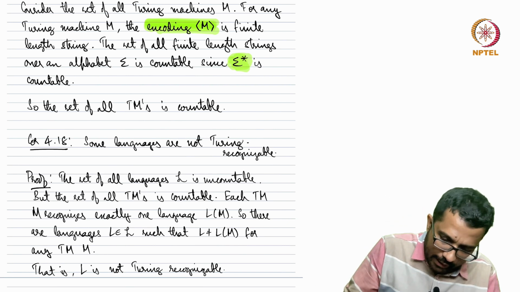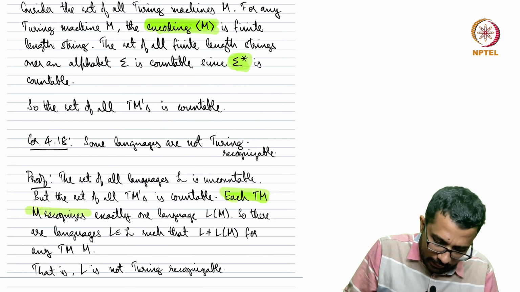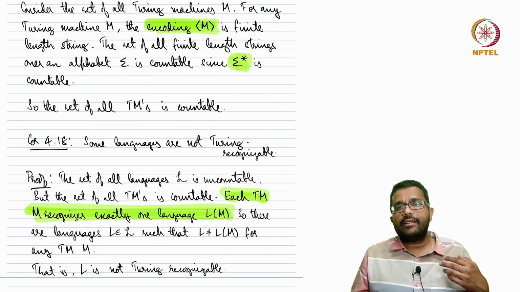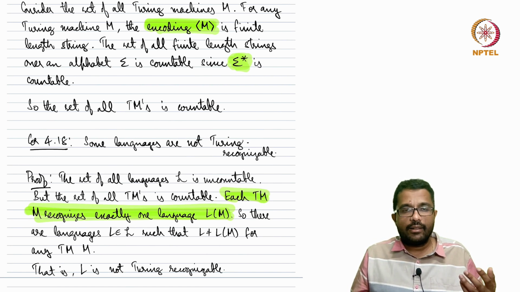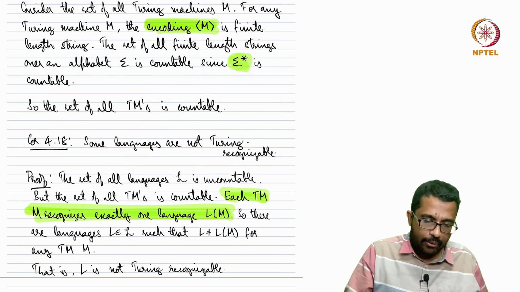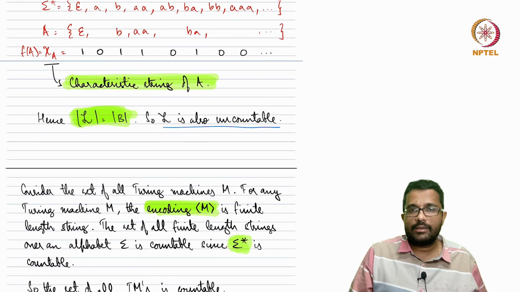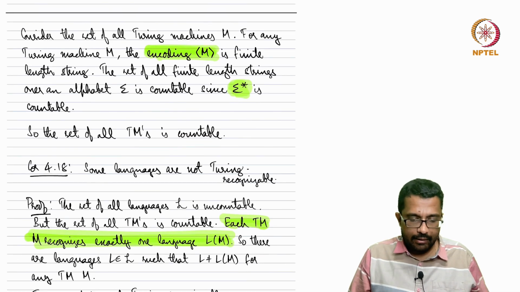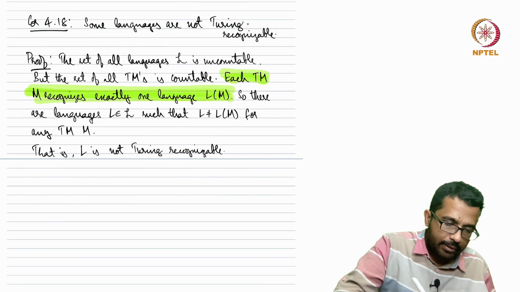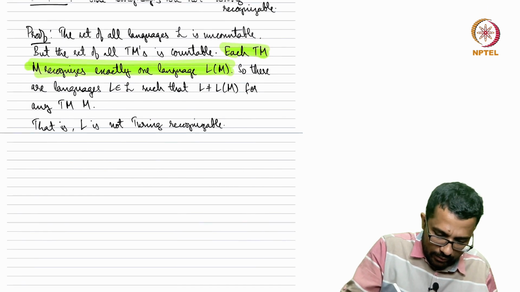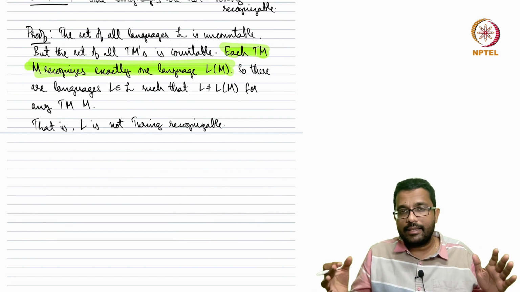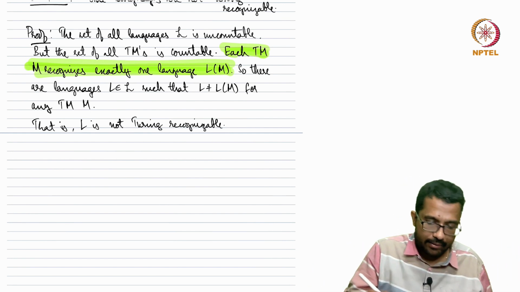So what I am saying is that every Turing machine M recognizes exactly one language, right? So this means that there are languages, but we know that the set of all languages is uncountable. That's what we saw just now, right? Just before coming here. So the set of all languages is uncountable, and the set of all Turing machines is countable. So it's like this, and an uncountable set is much bigger than a countable set, right?